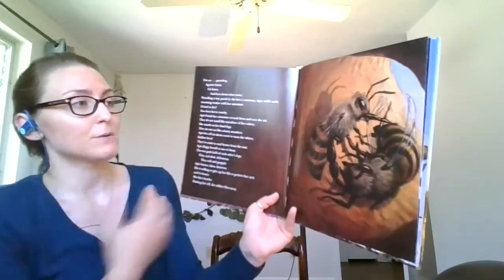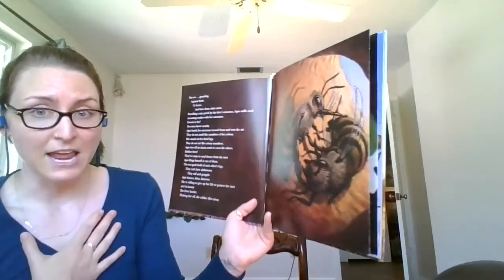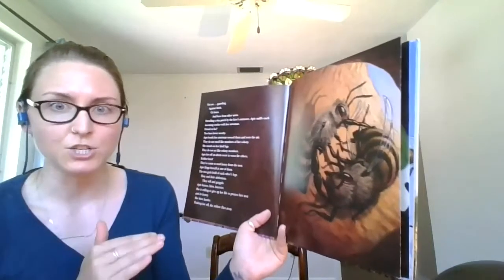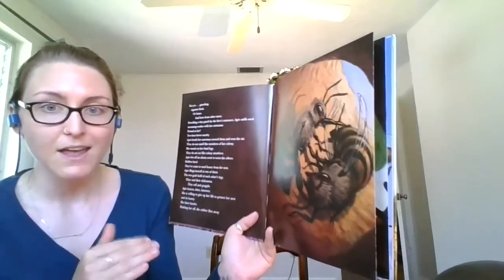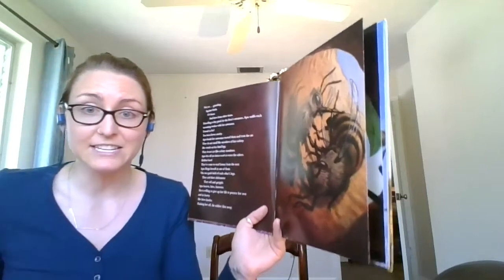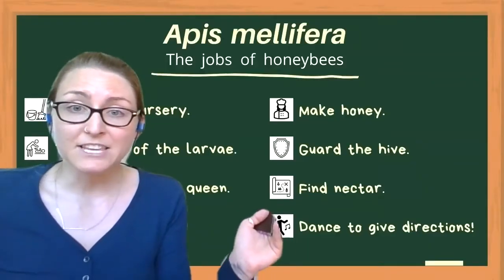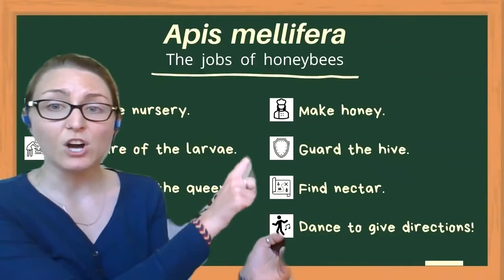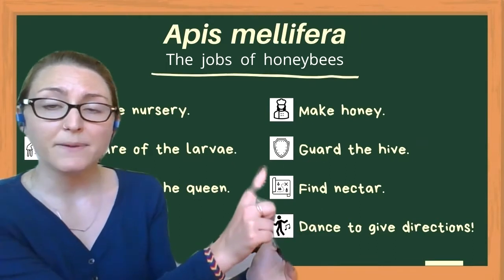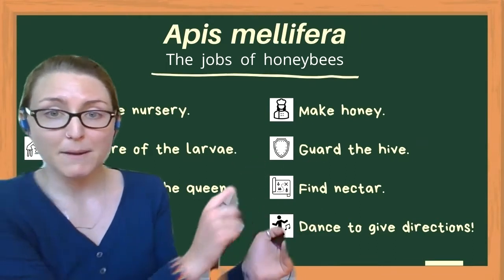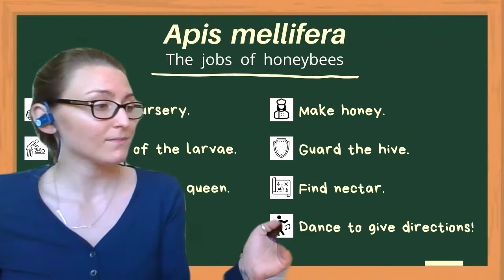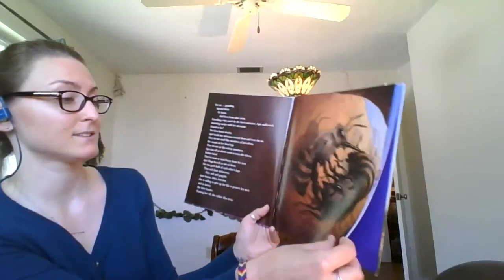Oh my goodness, that was so intense. I'm so glad Apis is okay. She did such a good job defending her hive. And that is our next key detail. Something that keeps her very busy is she is guarding the hive. So we have a picture of a shield here to help us remember this key detail. Let's see what happens next.